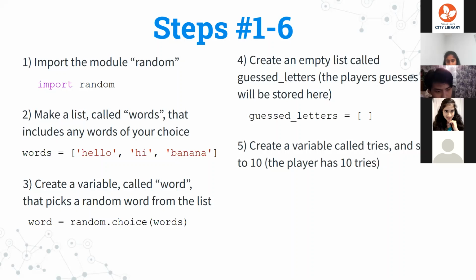For the fifth step, we're going to create a variable called tries, and we're going to set it to 10. Essentially, this means that the player has 10 tries. Later in the game, we'll subtract from this value if the player makes wrong guesses. You guys can take a few minutes to work on this and let us know in the chat when you're done.